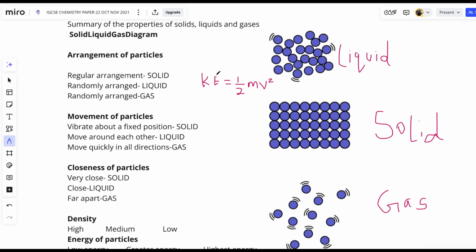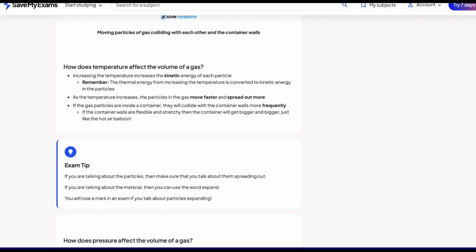And if kinetic energy increases, it means there will be more frequent collisions between the particles. And when there are more frequent collisions, momentum increases, and then the pressure of the gas container will increase. Now, if the gas particles are inside the container, they will collide more frequently with themselves and with the walls of the container. If the container walls are flexible and stretchy, then the container will get bigger and bigger, just like the hot air balloon we looked at earlier.